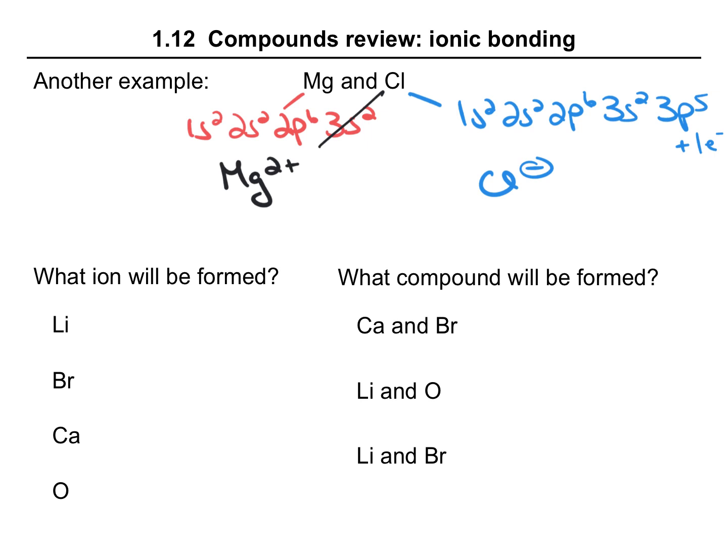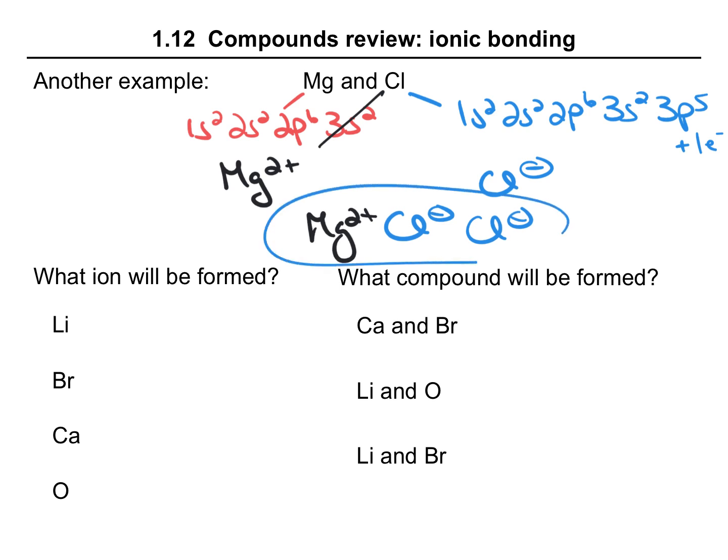Now, when we think about the compound that forms between magnesium ions and chloride ions, we have to remember that we're going to have 1 magnesium 2+ to every 2 Cl-. So we're going to have 3 ions to come up with an overall neutral species. So magnesium and chlorine form magnesium chloride, which has the formula MgCl2.